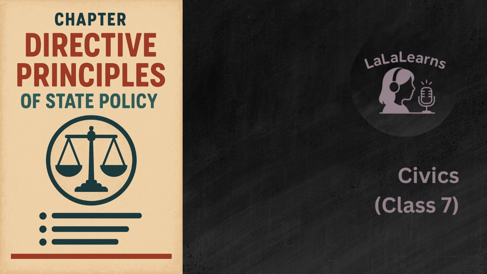Ensuring access to justice. And the Panchayati Raj system, the push for village self-government, that's been rolled out across almost all states and union territories now. It's a massive exercise in decentralization, empowering local communities as envisioned in the DPSPs.